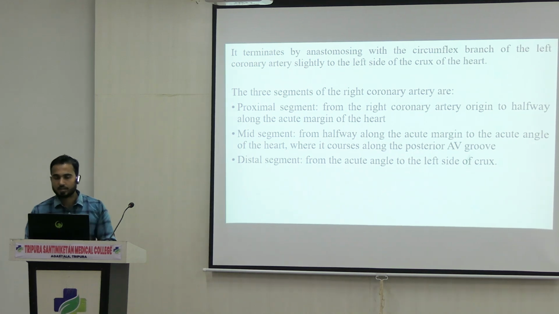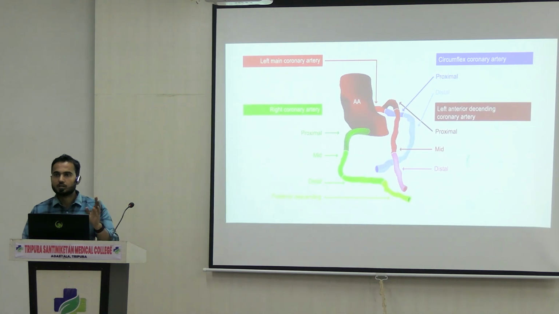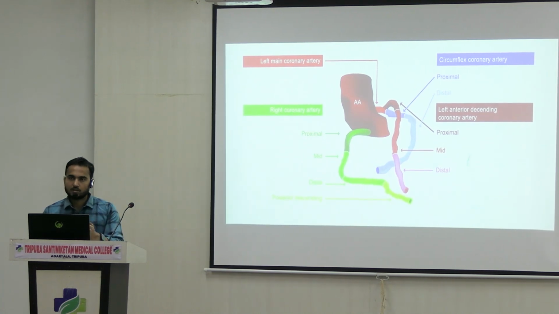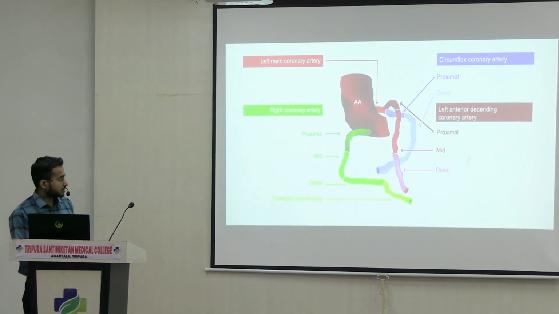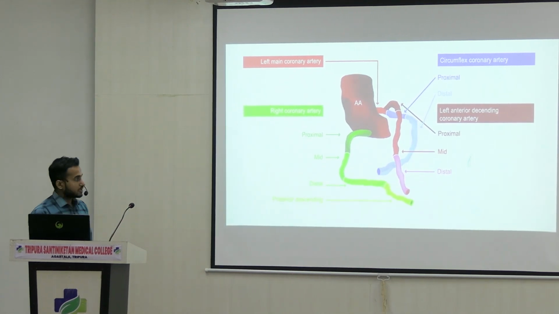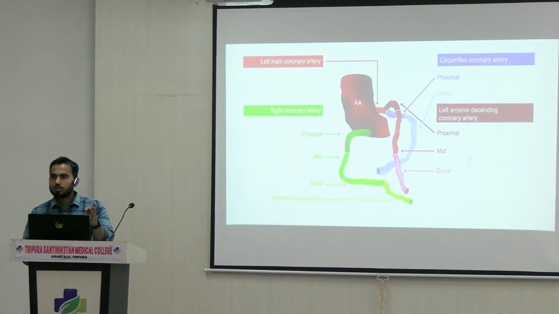Three different segments are there, as you can see in the diagram. In this particular diagram, the heart is removed and only the coronary arteries are shown, so that you can understand the branches, and along with that the course of both the coronary arteries. Here you can see the proximal part, the middle part, and the distal part of the right coronary artery. The same can be seen for the left one, which we will discuss later. Now we have seen the origin, the course, and the termination also.